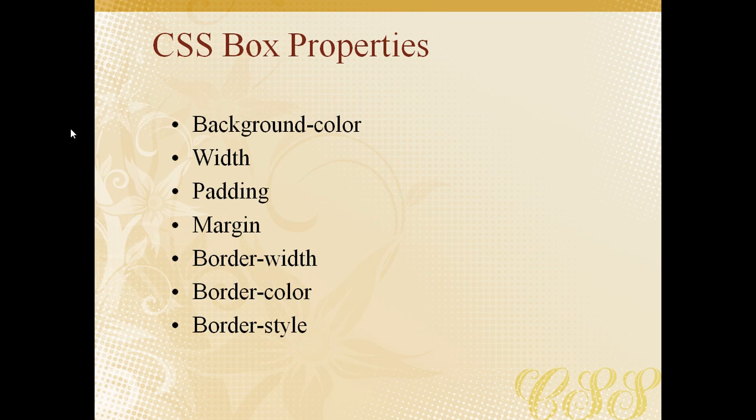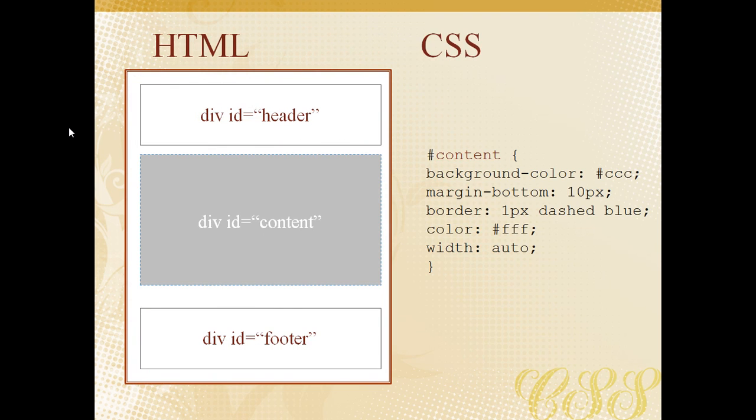The box property has certain attributes: background color, width, padding, margin, border width, border color, and style. Here's another example. You have div id equal to header, then div id equal to content, then div id equal to footer. So how will this content be represented? #content, background-color #ccc, margin-bottom 10px, border 1px dashed, then color and width.